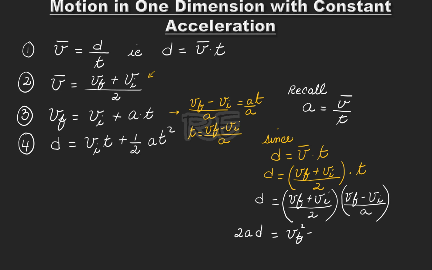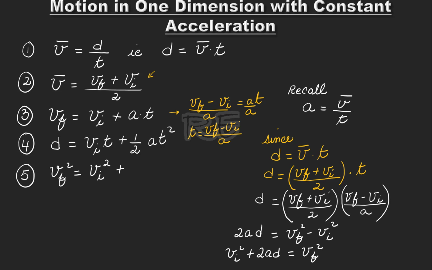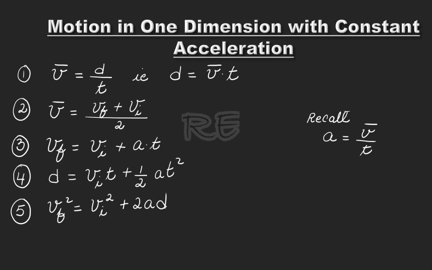When we cross multiply, 2ad is equal to Vf squared minus Vi squared. When we add Vi squared to both sides, Vi squared plus 2ad is equal to Vf squared. Therefore, we get our fifth and final formula. Vf squared, the final velocity squared, is equal to the initial velocity squared, Vi squared, plus 2 times the acceleration times the displacement.